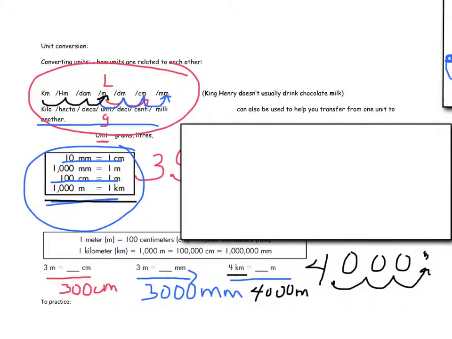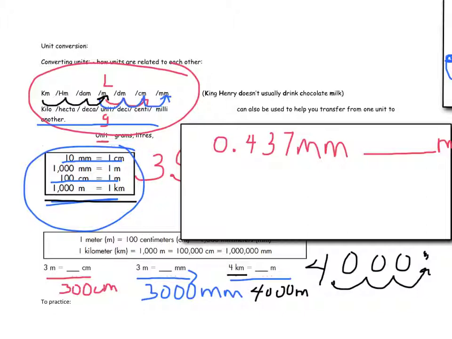Let's try another practice one with decimals in it. Let's go. 0.437, and it's going to be millimeters. And I want to find out how many meters that is. So let's take a look.